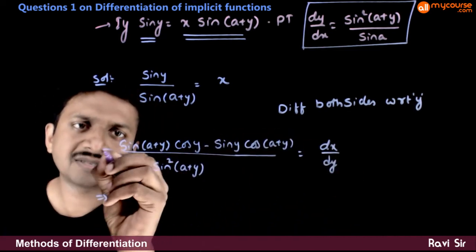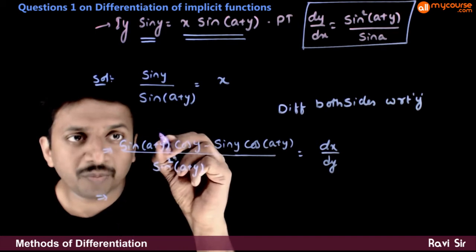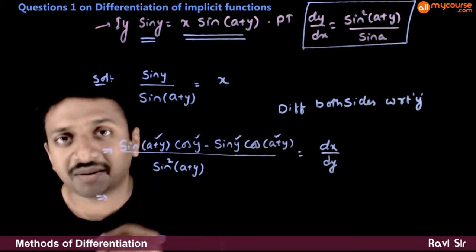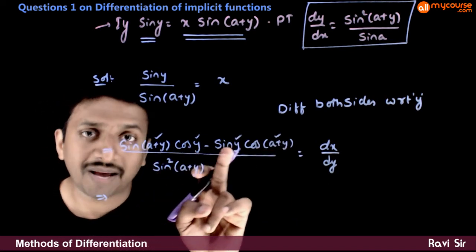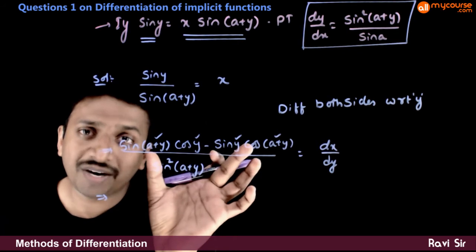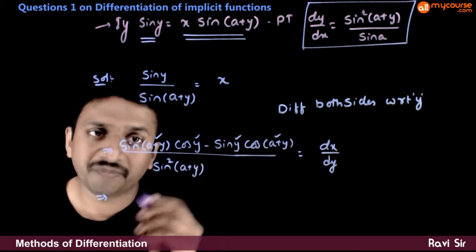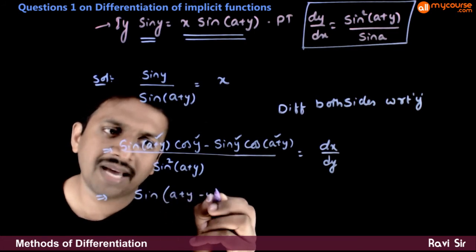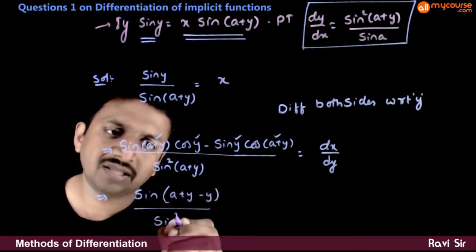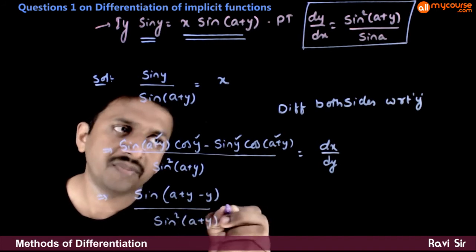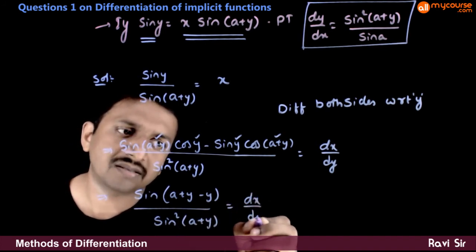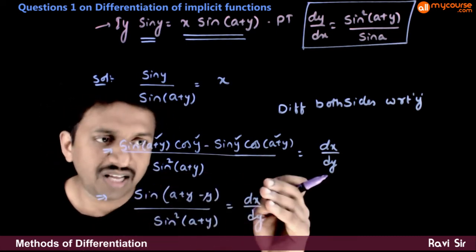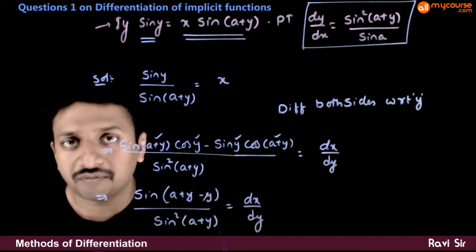So what is in the numerator? The numerator is of the form sin a cos b minus cos a sin b. Sin a cos b minus cos a sin b is nothing but sin of (a minus b). That is sin of (a plus y minus y) by sin squared of (a plus y) is equal to dx by dy. So y and minus y get cancelled. So dx by dy is sin a by sin squared of (a plus y).